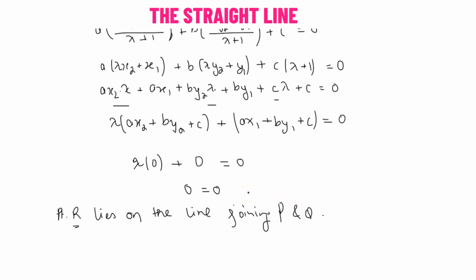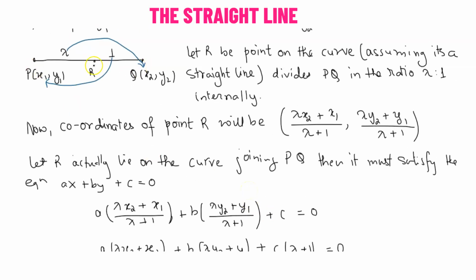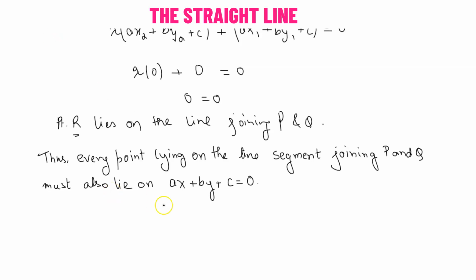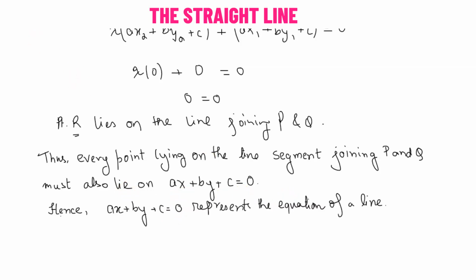Now this is going to be true for any point that we pick on the line joining P and Q. This means every point on the line segment which joins P and Q must lie on the first degree equation. Now if every point lies on this first degree equation in x and y, this tells us that the equation of a straight line is given by a first degree equation in x and y. Because every point lying on the line segment joining P and Q lies on this particular equation, ax + by + c = 0, we can say that the equation of a straight line is given by this first degree equation in x and y. Hence we have successfully proved our theorem.